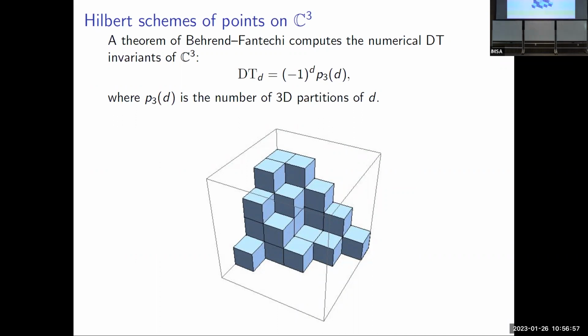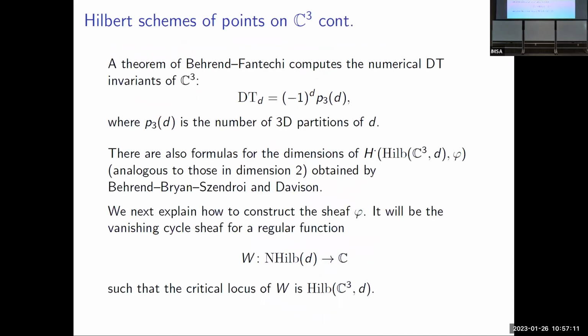So a similar answer is also given by the numerical DT invariant, but this is a theorem of Behrend-Fantechi, so one also has to deal with this vanishing cycle imposed there. Okay, so then one can ask whether there are formulas for the DT cohomology, and indeed, one can compute analogous formulas to those in dimension 2, and this was done by Behrend, Bryan, Szendrői, and Davison.